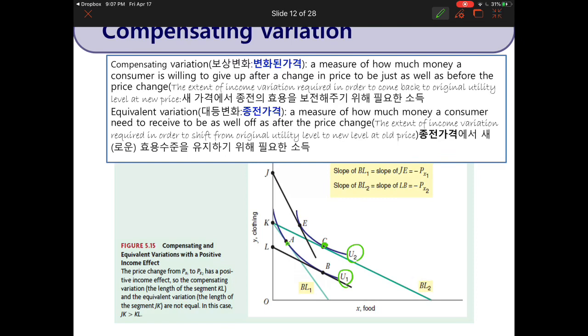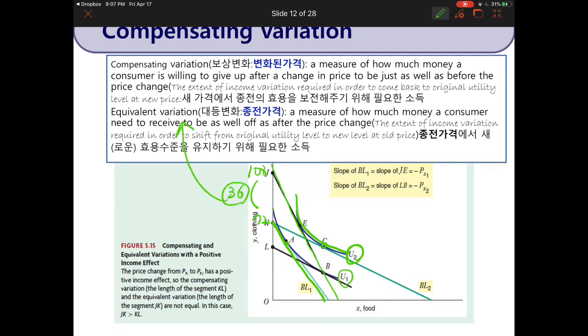And now let me ask, if I make you feel the same as U2, but I want to bring the price of good X back to the original one, the expensive one, at this original price, to make you achieve this new utility U2, how much income do I have to give you more? That's the question. This one. It was 108, it was 72, the gap, I believe, is 36. So that's the equivalent variation.